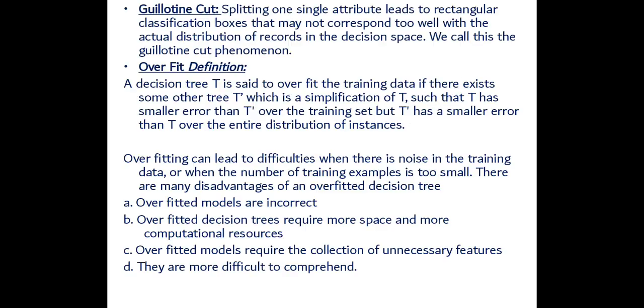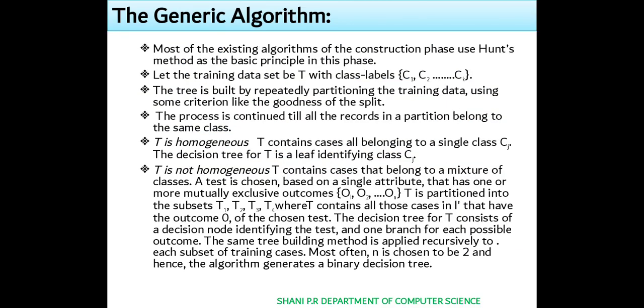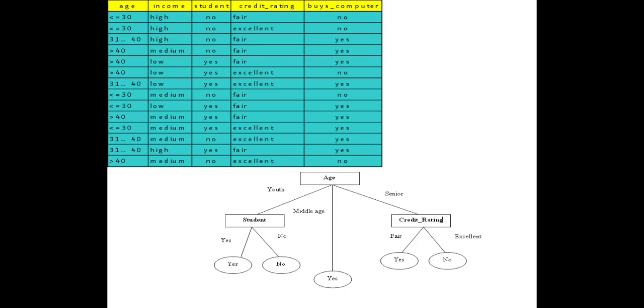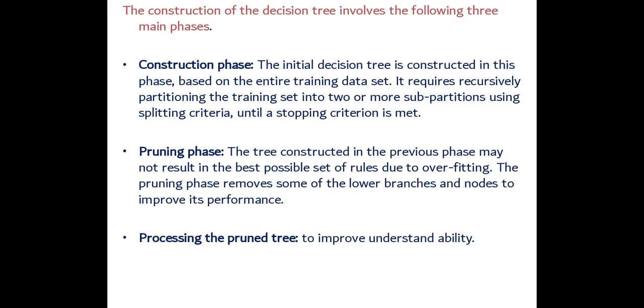Okay, next we have some definitions, that is the Gilton cut, which means splitting on one single attribute leads to a rectangular classification box that may not correspond well with the actual distribution of records in the decision space. We call this the Gilton cut phenomenon. Means you have seen in this example that the data set has been divided into the rectangular form. It is split into the rectangle form. So this is known as a Gilton cut. Okay.